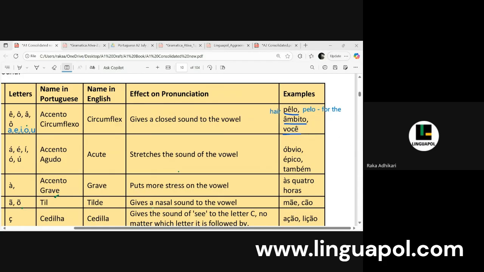So you can see here that just the difference of one accent can make all the difference, and the meaning of the word can change completely. That is why accents are very, very important. We cannot skip them. Yes, Bushra?